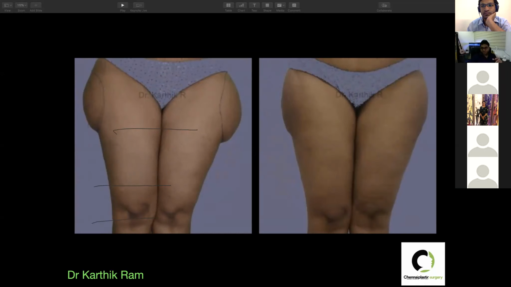So with this kind of patient, in the initial days, try to take smaller liposuctions and do the liposuction for them. It's easy for you. If you take a bigger case in the initial stage itself, you feel it is very difficult.